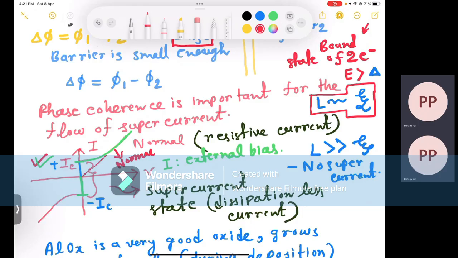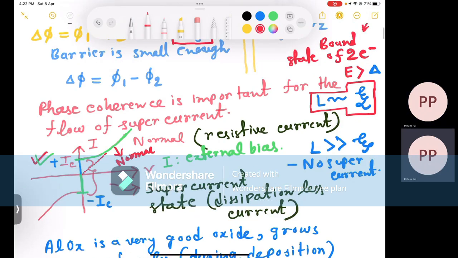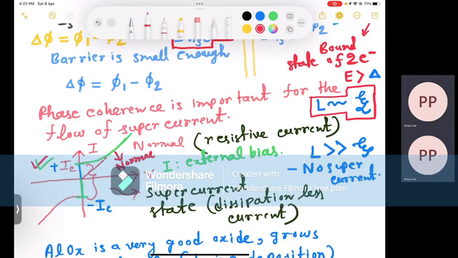Now, this is the typical IV characteristics of the Josephson junction. I could have plotted I on the x axis and V along the y axis, but I did it the other way around. Just for the sake of understanding, it's fine.